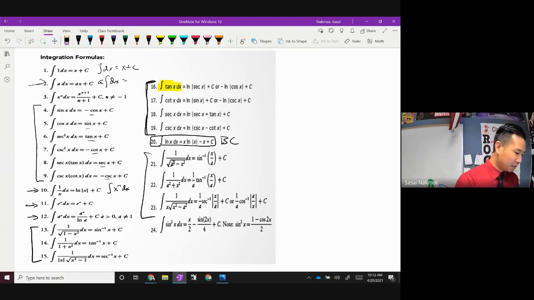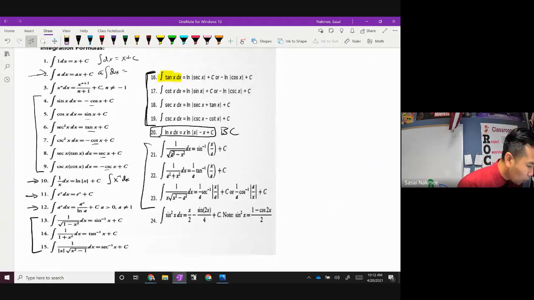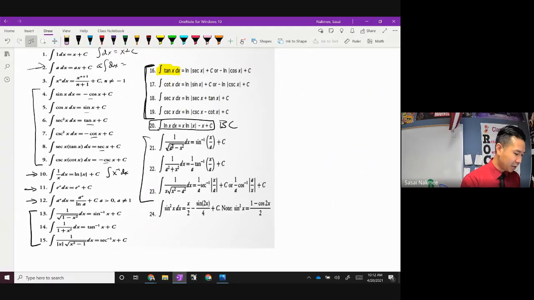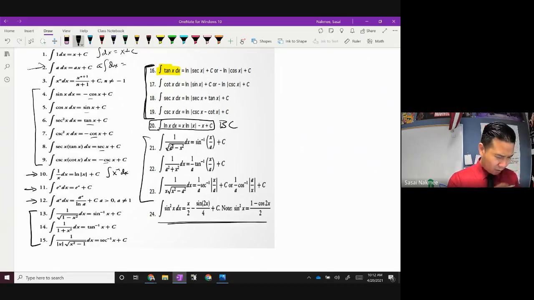So let's try another one. Actually, you can just open up OneNote and get this yourself. Screenshot it, save it somewhere, write it down. Oh, I forgot to mention number 24 here. You can memorize that, but honestly, I wouldn't bother memorizing this one. It wouldn't hurt to memorize it, but it's not necessary.